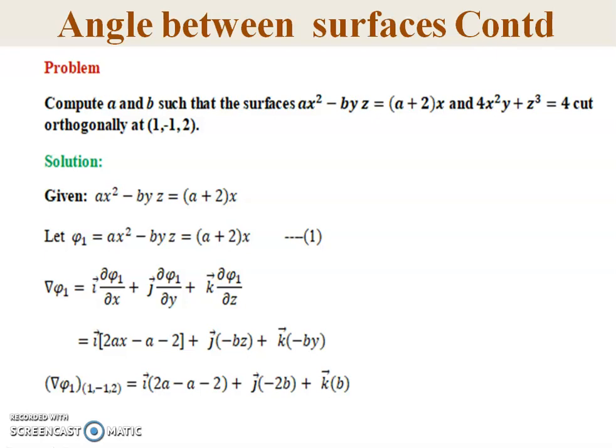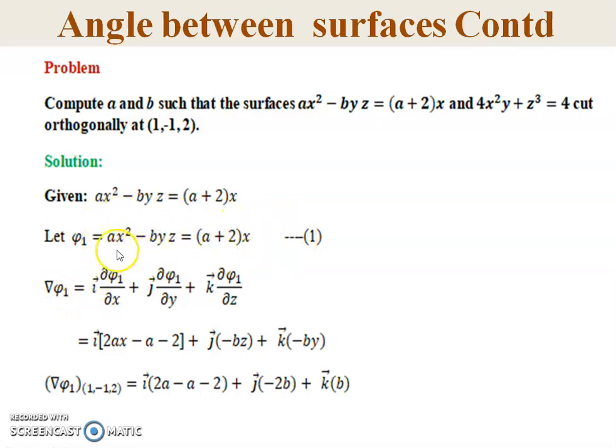The orthogonal condition is ∇φ1 · ∇φ2 = 0. Okay, right? So first take the first equation. This is φ1. φ1 = ax² − byz − (a + 2)x. This is not equal here, it is minus. Right, now first find ∇φ1, okay?